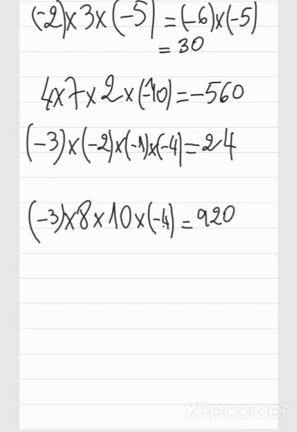So we can remark here that if the number of negative factors is odd, the result is negative. If the number of negative factors is even, the result is positive.